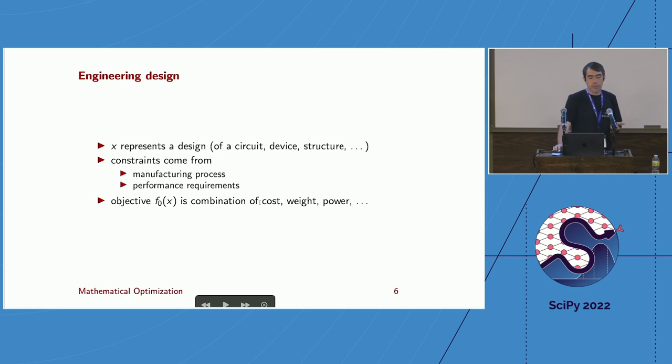Also, engineering design. This is a really interesting application where x represents a circuit, some kind of device. We're going to have a cool example of this later. And you have different constraints on x from the manufacturing process and whatever performance requirements you have on this circuit, such as some sort of clock rate. And then your objective is going to weight various things you might care about, like the cost, the power consumption, whatever. But this is a really, really nice application area too.